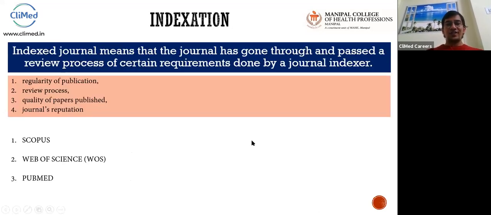Okay. So what is indexation we are talking about? An indexed journal means the journal has gone through and passed a review process of certain requirements set by the indexer. What are these requirements? These are regulations for the publication. Review process means there are your peers, the experts, who will check your manuscript for the scientific writing. They will check your manuscript for the results. They will check it for the grammar and statistics. If everything is fine, they will validate your manuscript.